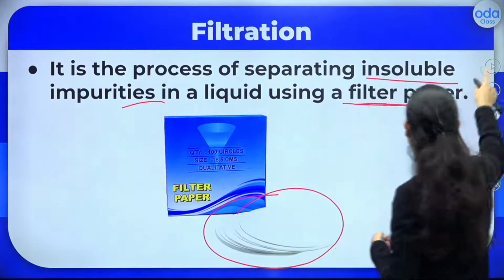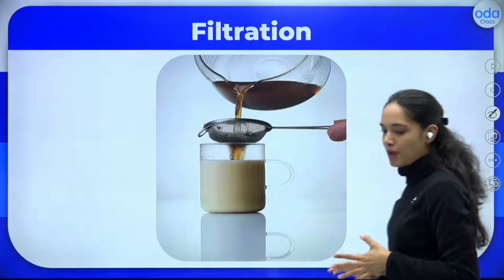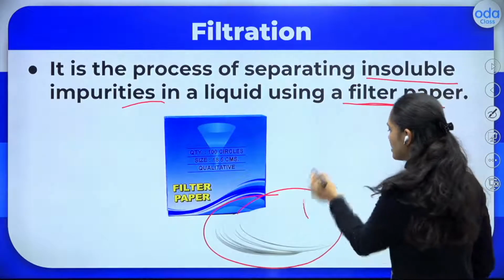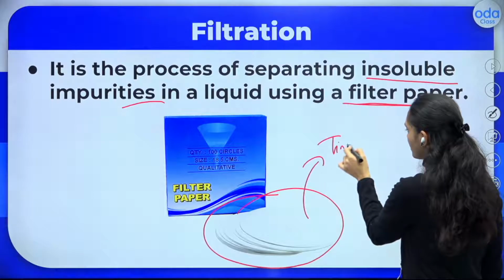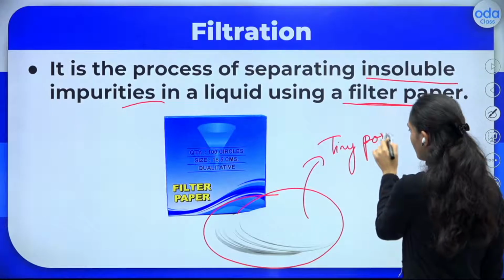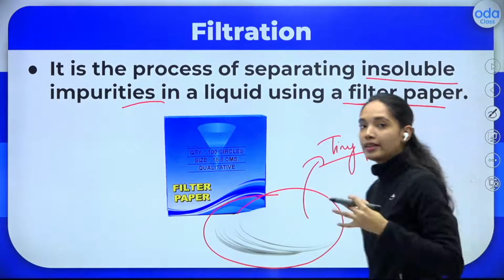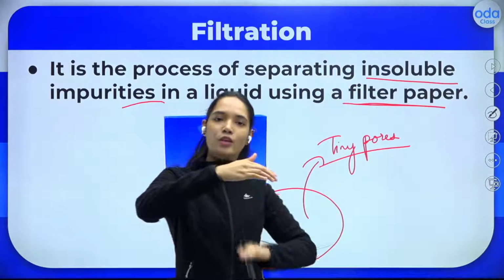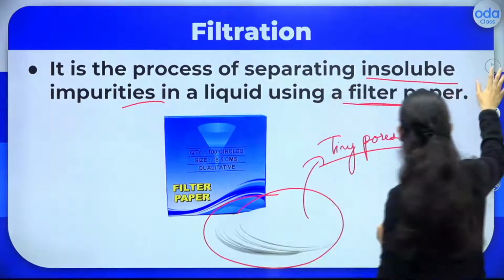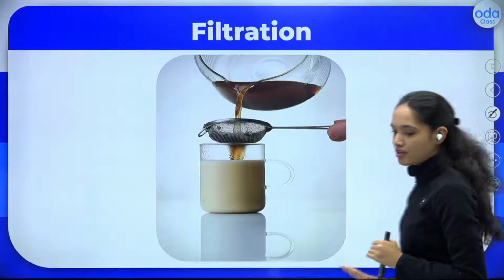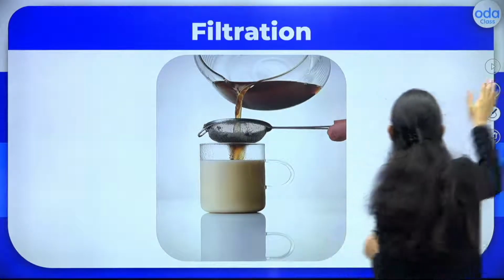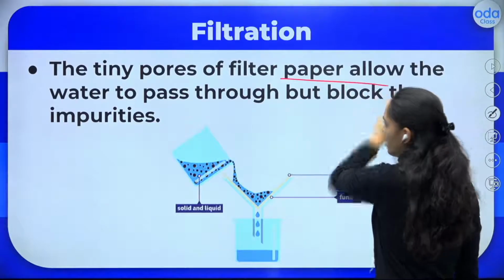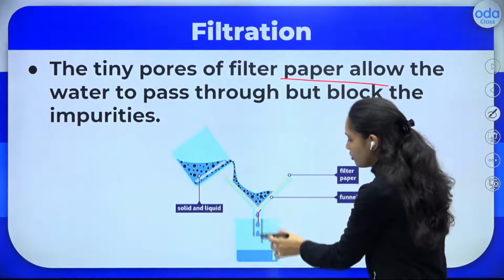Okay? So students, basically, in this filter paper, there are tiny pores. You will find these tiny pores in the filter paper, and these tiny pores will block the impurities and will allow the rest of the liquid to pass, just like this image. Okay, students, just like this image. So let me show things in detail. The tiny pores of the filter paper will allow the water to pass.